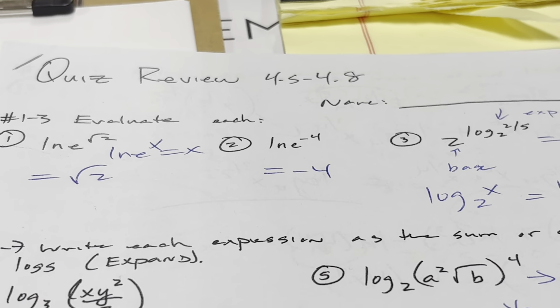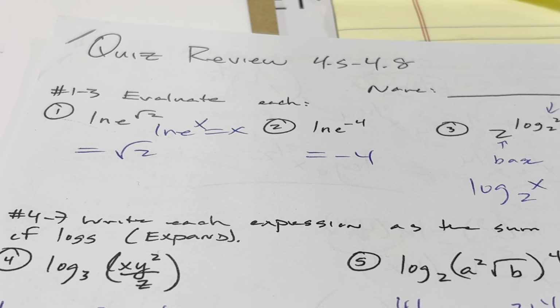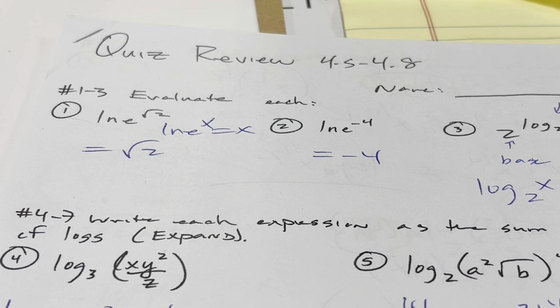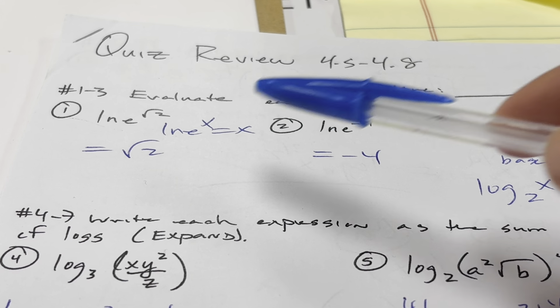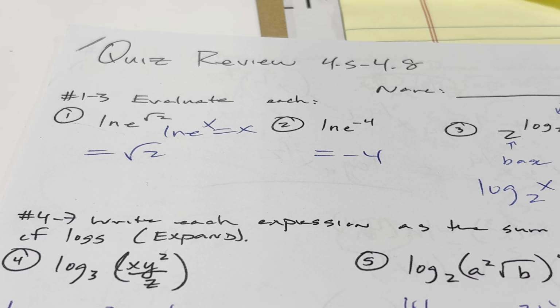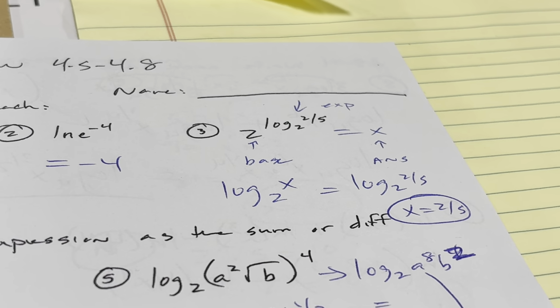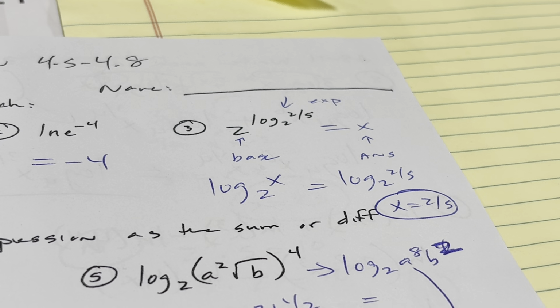All right, here we go, folks. In this quiz review, 1 through 3, we're going to evaluate each. These should be very easy, as natural log e to the x is always whatever that exponent x is. So in this case, it's simply root 2. Natural log of e to the negative fourth is simply negative fourth. Then we have 2 to the log base 2 of 2/5 equals what?